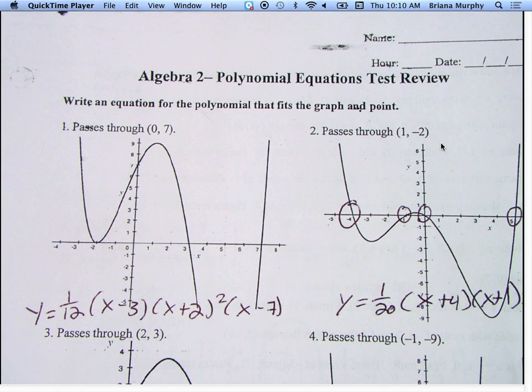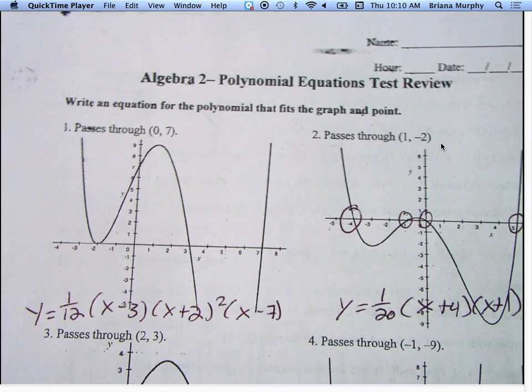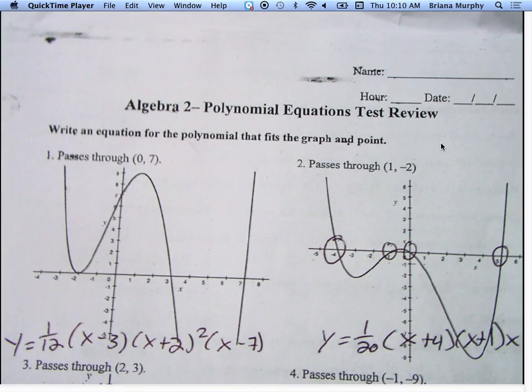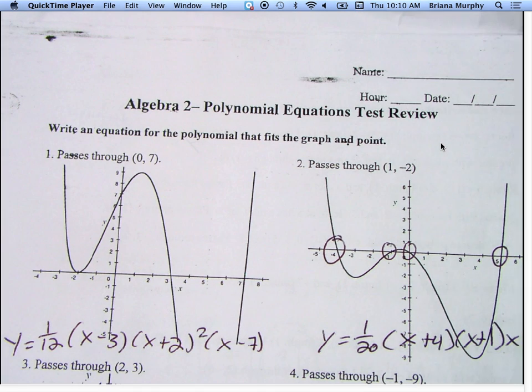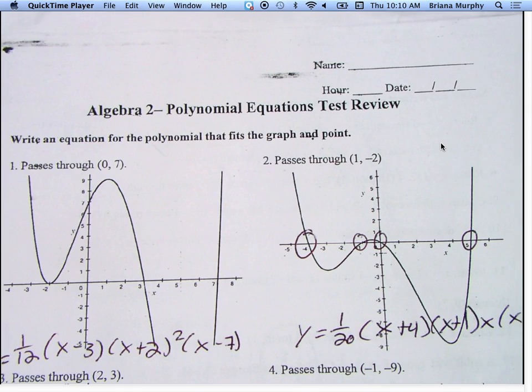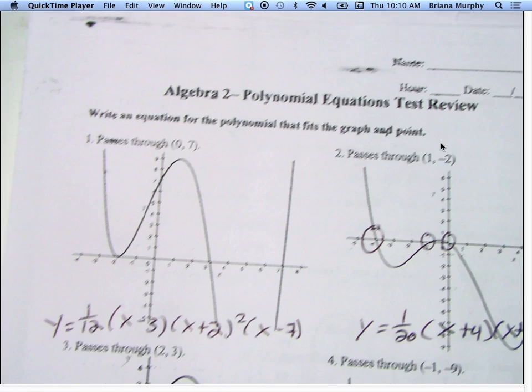So I'm going to do 1 through 5, and then I'll stop, and if there are any questions, and then we'll go through 6 through 15, and then I'll stop. Okay? All right.